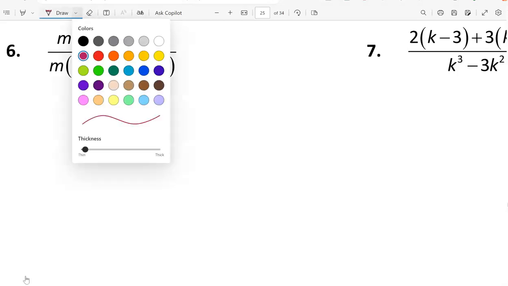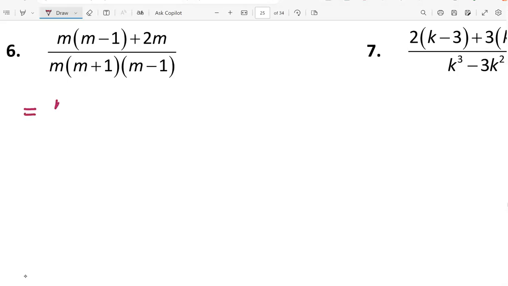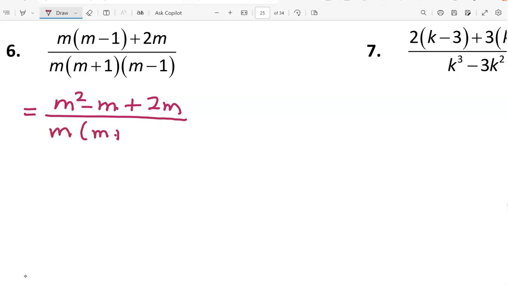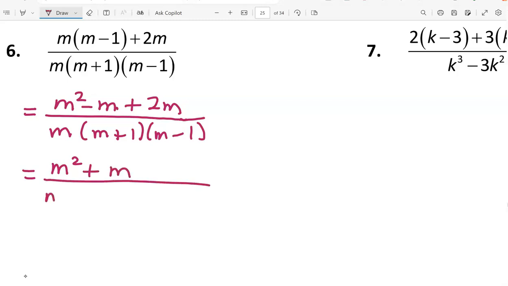So what we need to do is to simplify the numerator by doing the operation. So I'm going to distribute the multiplication of m times the quantity m minus 1, and then add 2m to it. And I'll leave my denominator in factored form. The numerator simplifies further by adding like terms into m squared plus m.